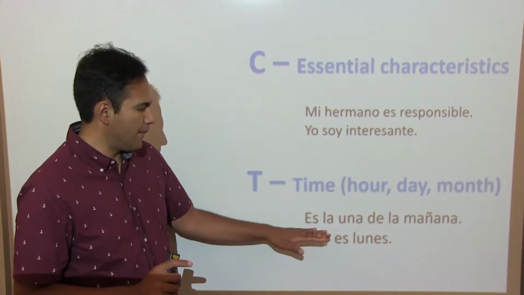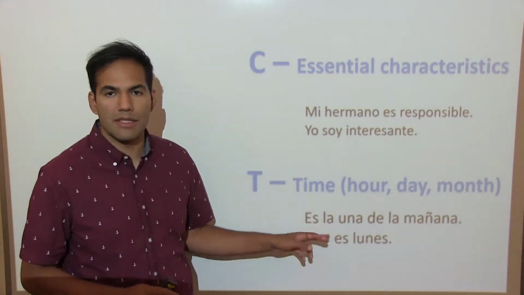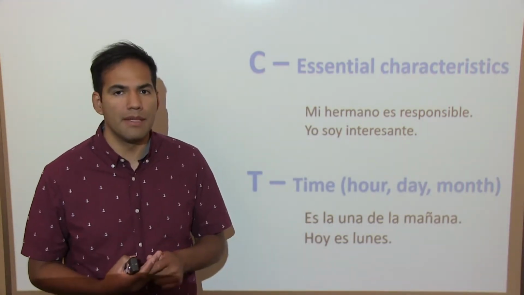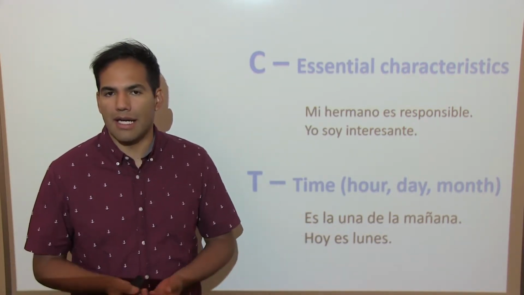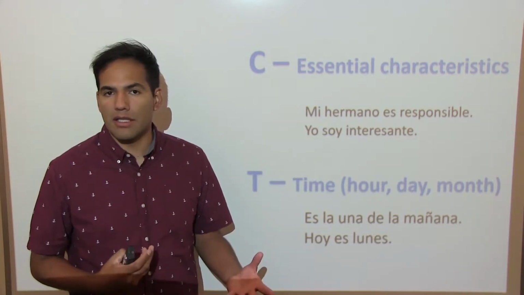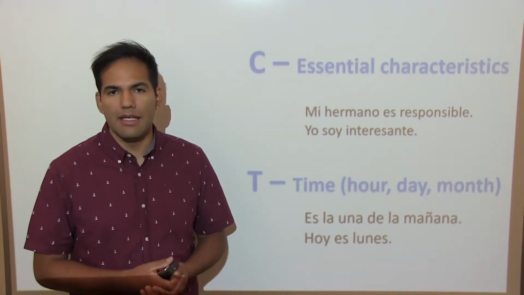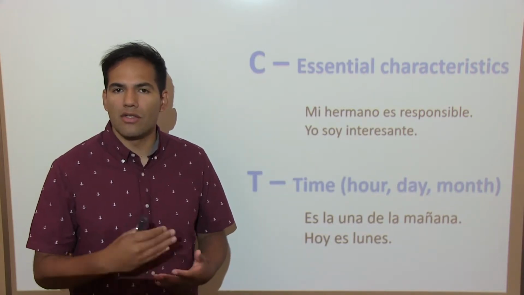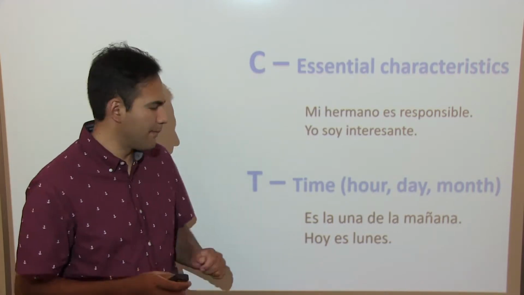Notice that we're always going to use the singular third person es when talking about 1 a.m. or 1 p.m., but we're always going to use son when talking about any other time of the day. If it's 3 o'clock, we would say son las 3 de la tarde. If it's 11 a.m., son las 11 de la mañana. So notice that change there.